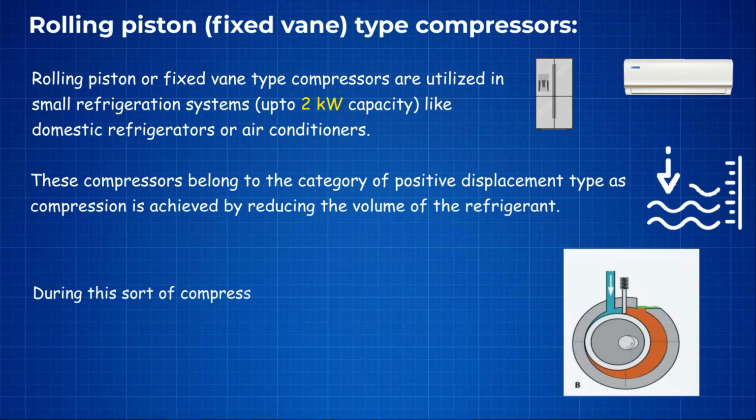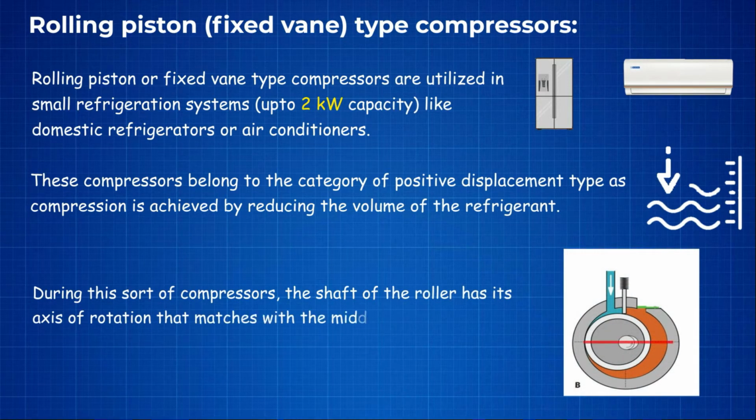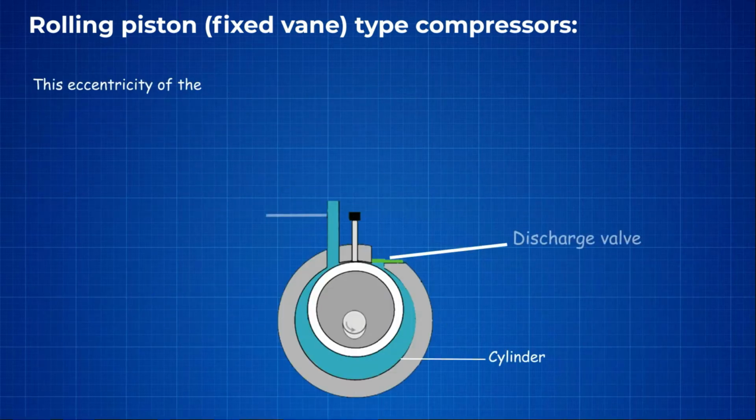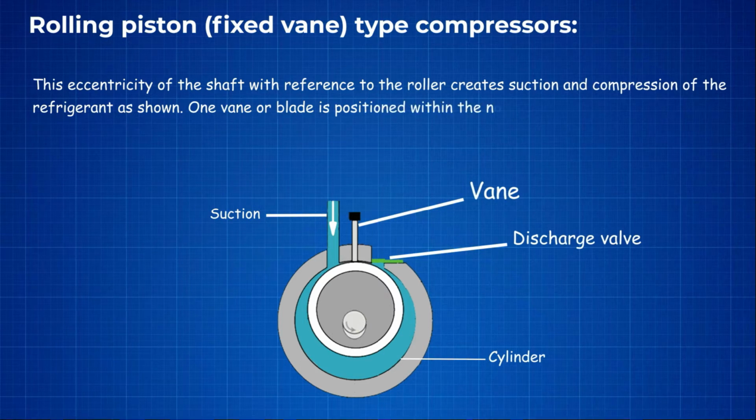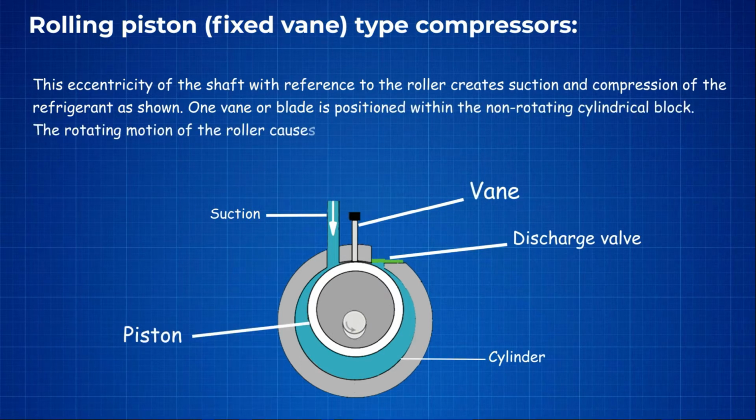In this sort of compressor, the shaft of the roller has its axis of rotation that matches with the center line of the cylinder, however, it is eccentric. This eccentricity of the shaft with reference to the roller creates suction and compression of the refrigerant as shown. One vane or blade is positioned within the non-rotating cylindrical block. The rotating motion of the roller causes a reciprocating motion of the vane.